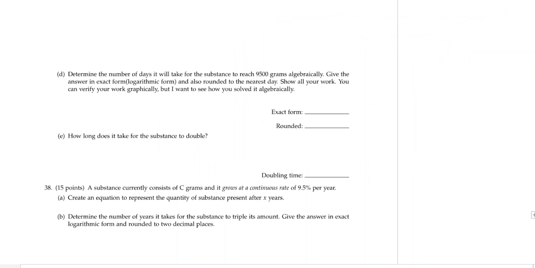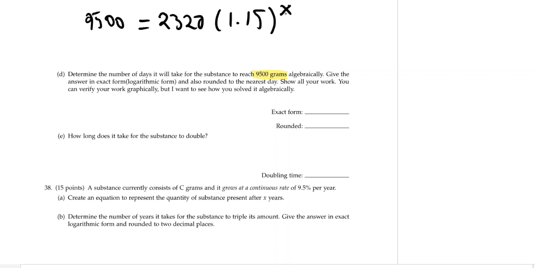Now determine the number of days it will take for the substance to reach 9500. So basically now I have that Y is 9500 and it started with 2320 and then 1.15 to the X. So I need to solve for X, because that's the number of days. So we have to solve for X when Y equals 9500.